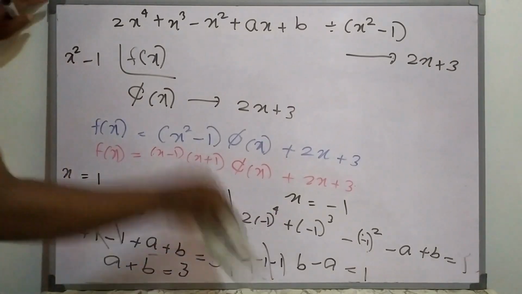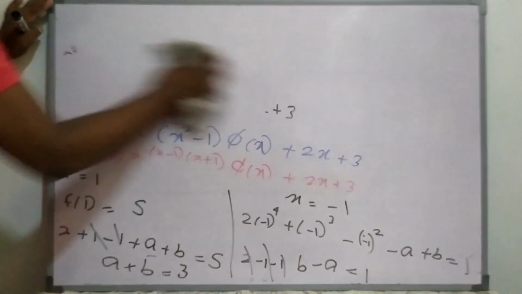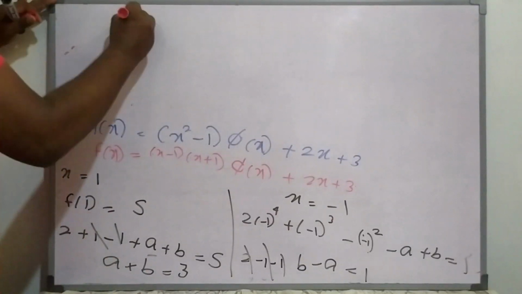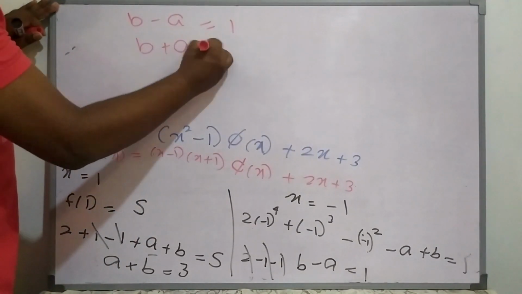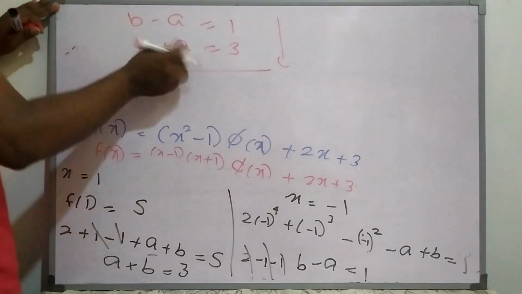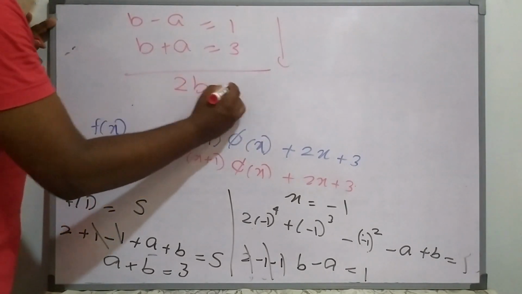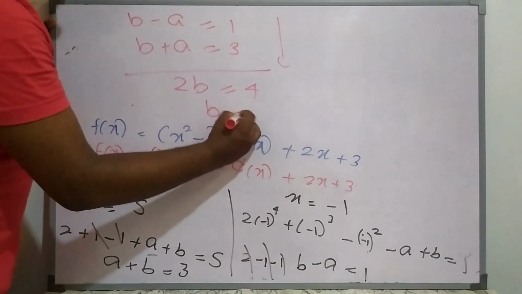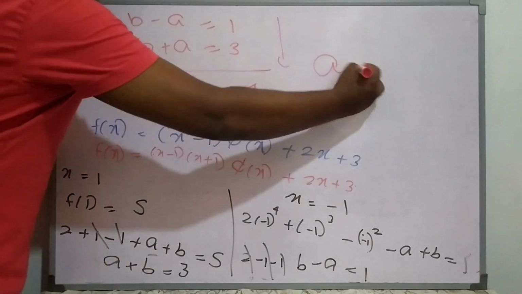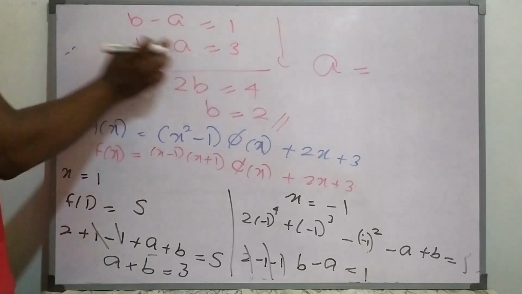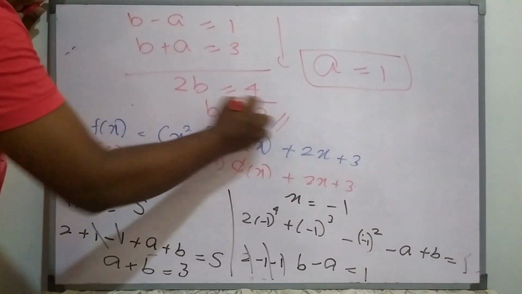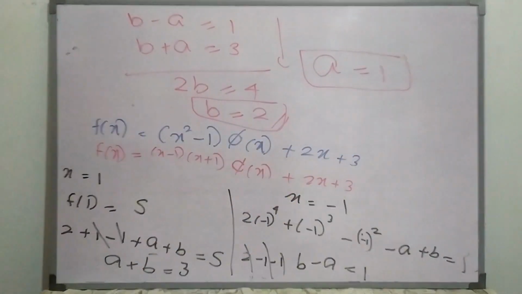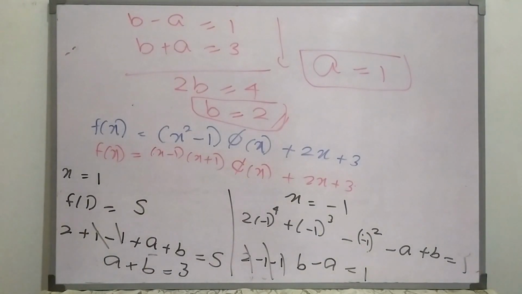So therefore the answer will be b minus a equal 1, b plus a equal 3. When you add these two, a gets cancelled, 2b equal 4, b equal 2, right? Then a will be 1. These are the answers that we have found.